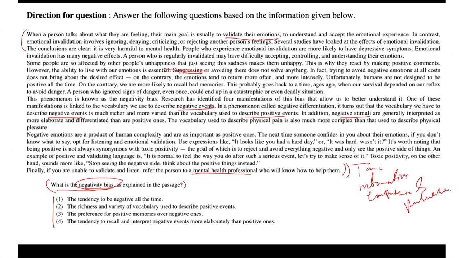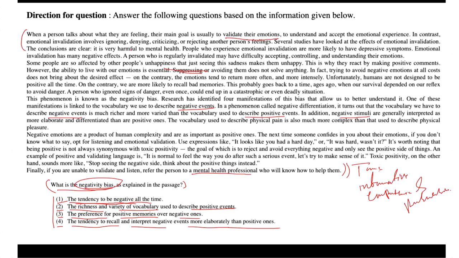The first option stated the tendency to be negative all the time. What is the negative bias as explained in the passage? Is it the tendency to be negative all the time? Or is it talking about the richness and variety of vocabulary used to describe positive events? Or does it refer to the preference for positive memories over negative ones? Or the tendency to recall and interpret negative events more elaborately than positive ones?